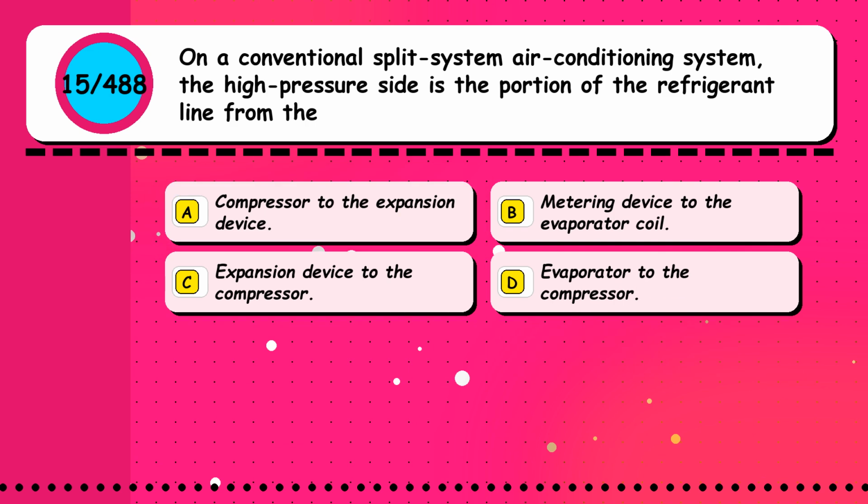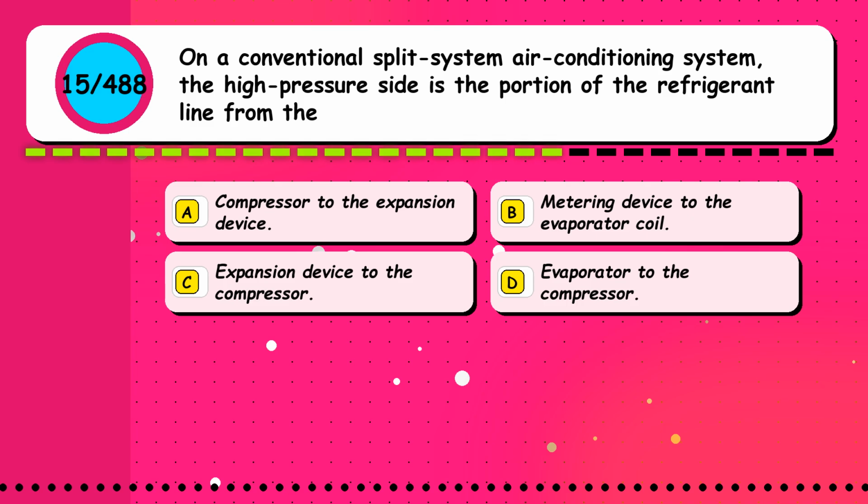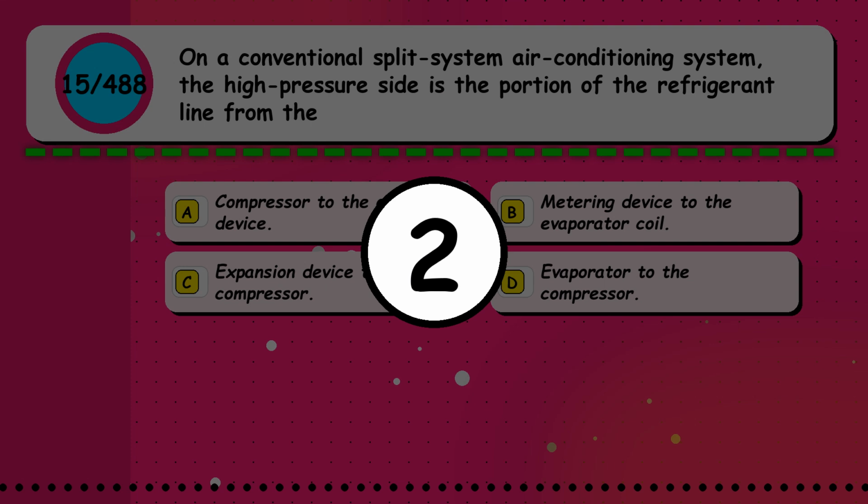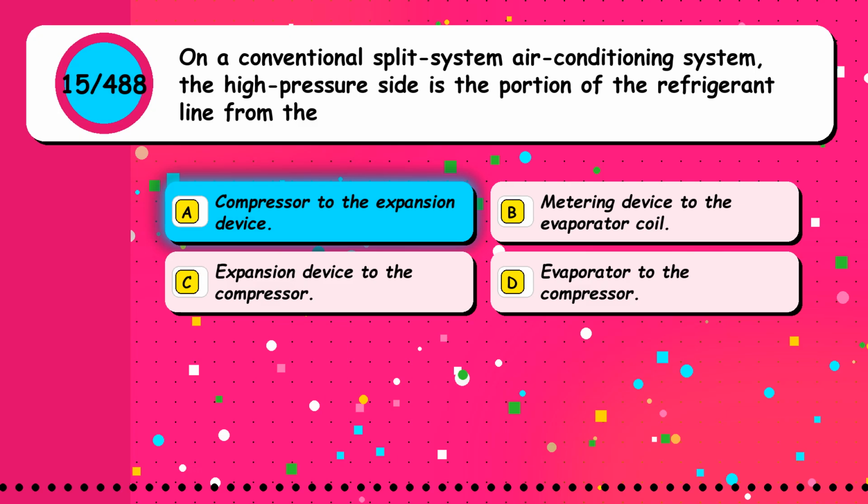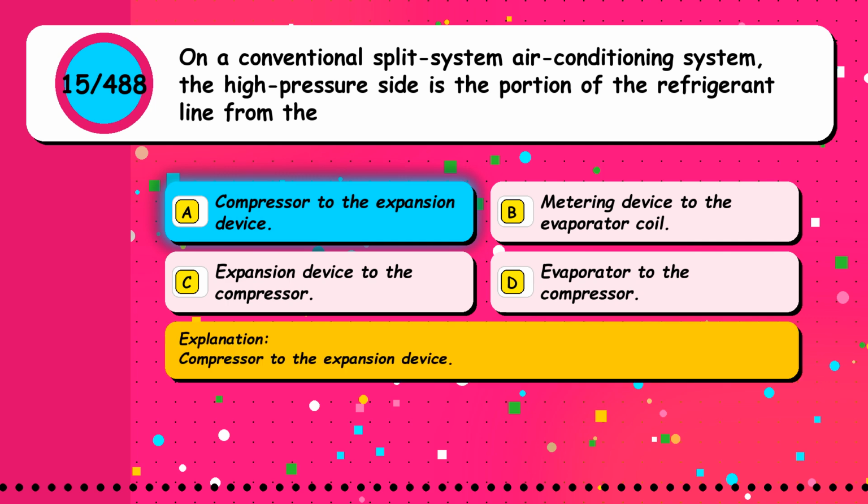Question 15. On a conventional split-system air conditioning system, the high-pressure side is the portion of the refrigerant line from: option A, compressor to the expansion device; option B, metering device to the evaporator coil; option C, expansion device to the compressor; option D, evaporator to the compressor. The correct answer is option A, compressor to the expansion device.